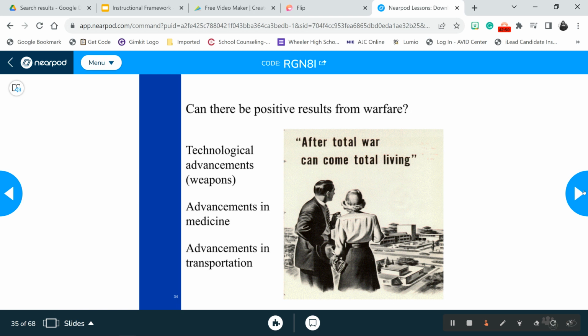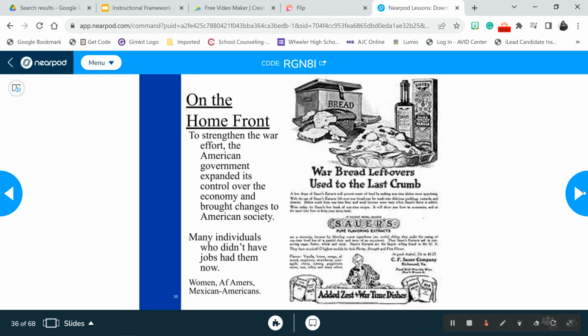All right. So on the home front, what's going on here? Make sure you note this down because this is the heart of what we're talking about. On the home front, many individuals who didn't have jobs have them now. Because guess what? Now we have a reason to mobilize. New jobs are being created. So one positive of war is that new jobs become available. Women start working during World War I. Mexican Americans start working during World War I. African Americans start working during World War I. And none of these individuals had jobs.